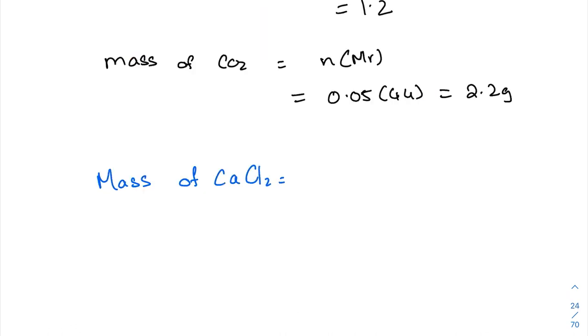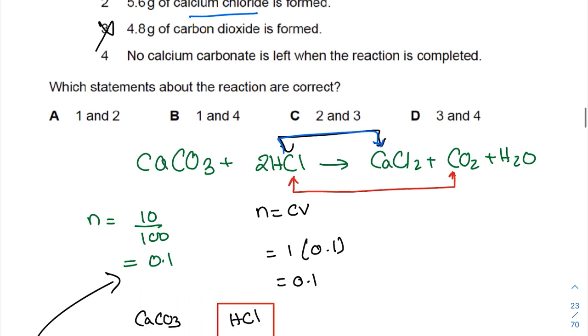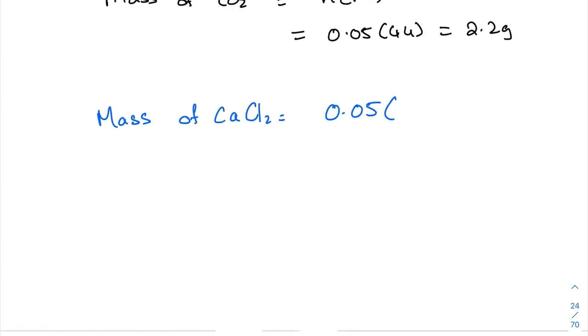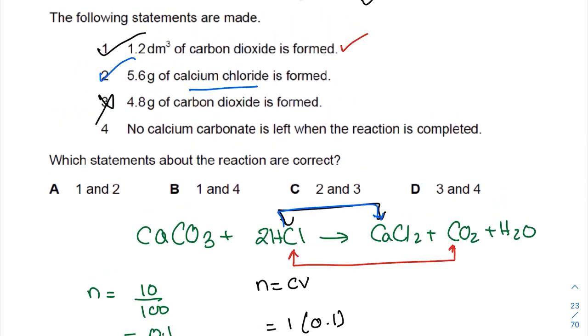For the mass of calcium chloride, the moles will again be 0.05. Why is the mole 0.05? We can see that for HCl and calcium chloride, the mole ratio is again 2:1. So it is the same 0.05 times Mr of calcium chloride. Mr of calcium chloride is 111. Simplifying that, I get 5.55 grams. And how much has been given? 5.6, rounded off. So the second option is correct.